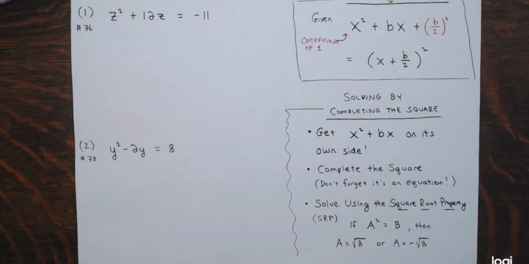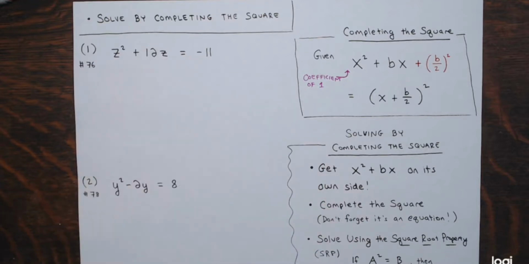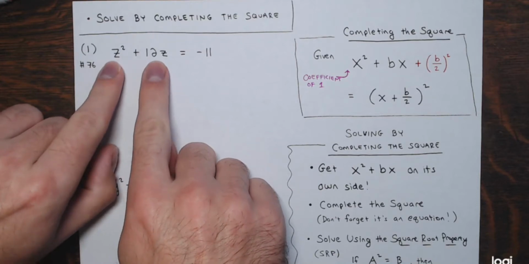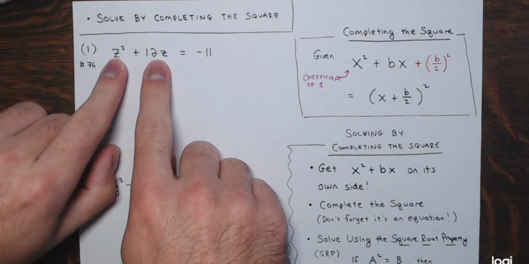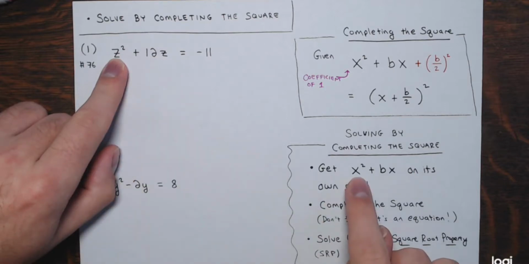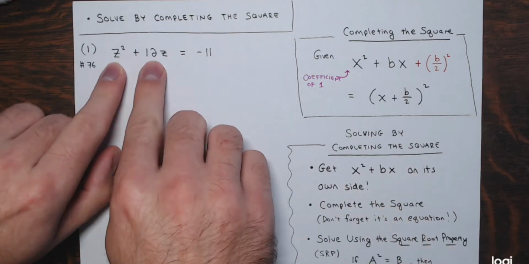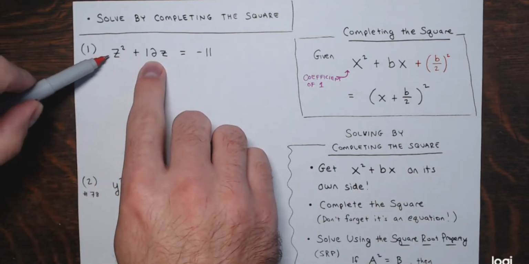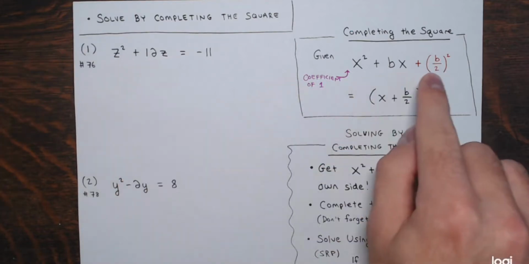All right. So, question 1 is already set up the way I want it in the beginning. See this left side? Now the variable is z instead of x, but that shouldn't change anything. But you see the left side, you have the quadratic term and the linear term and nothing else, right? Like I said here, get the quadratic term and linear term on its own side. And also notice the coefficient of the quadratic term is 1. So this is perfectly set up for completing the square.